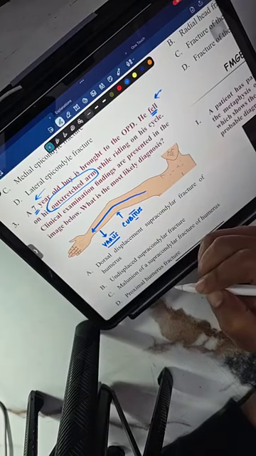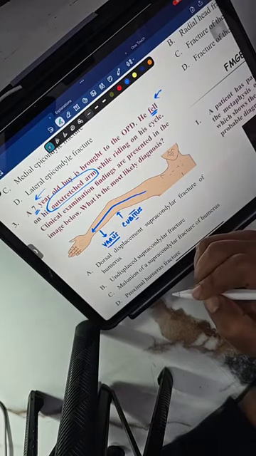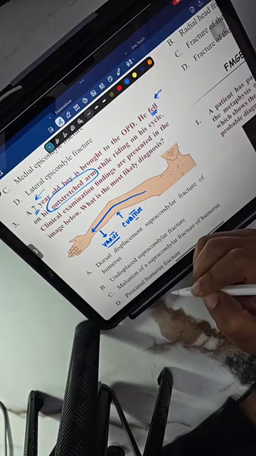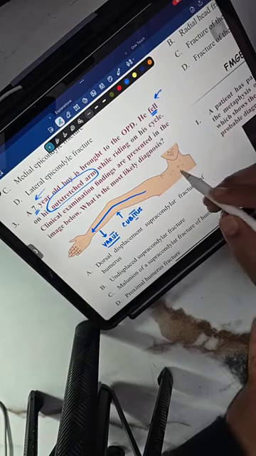This is cubitus varus. Not gun shot. It is gun stock, beta. It is not gun shot. It is being called the gun stock deformity. Absolutely right.